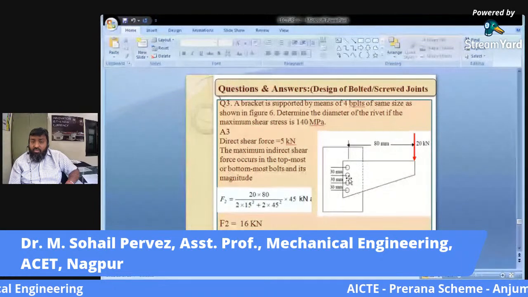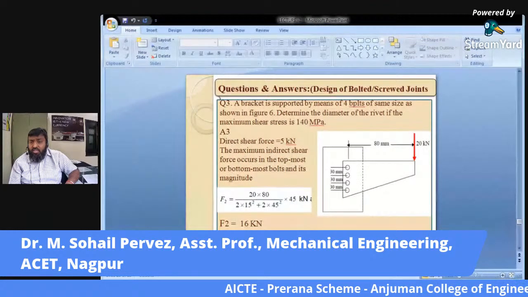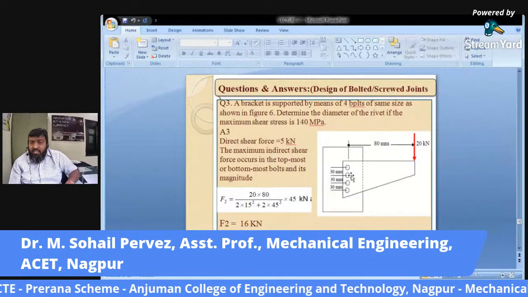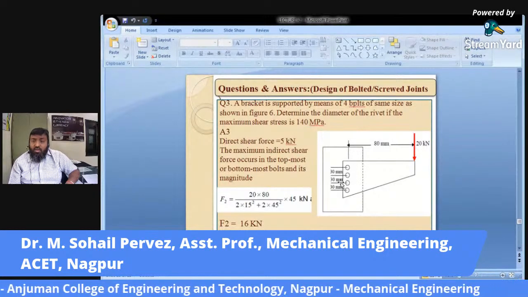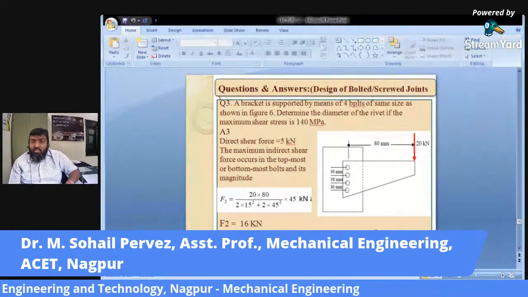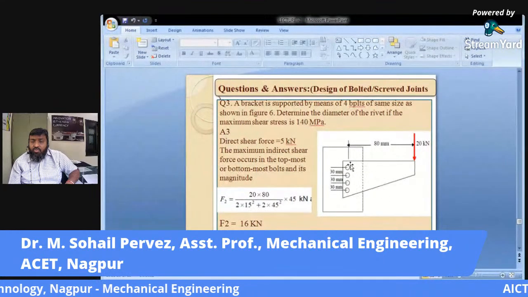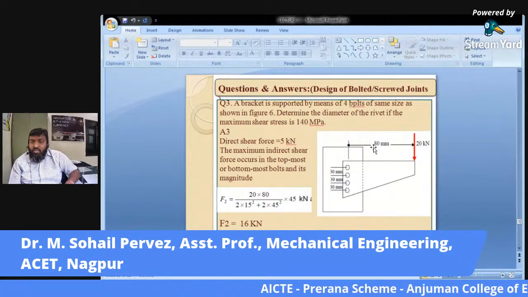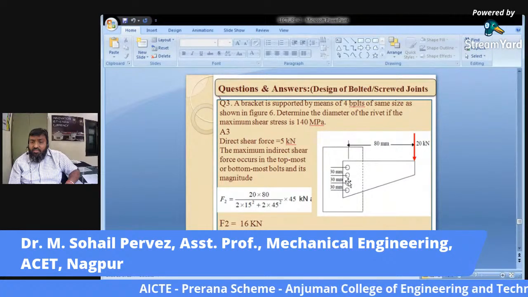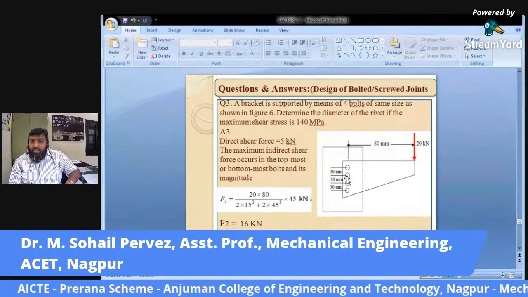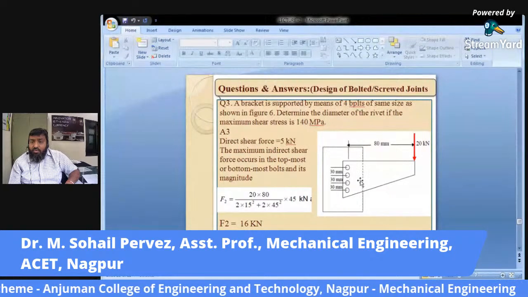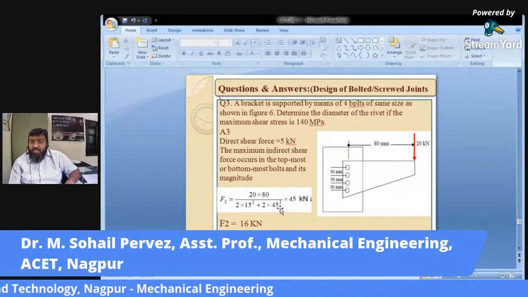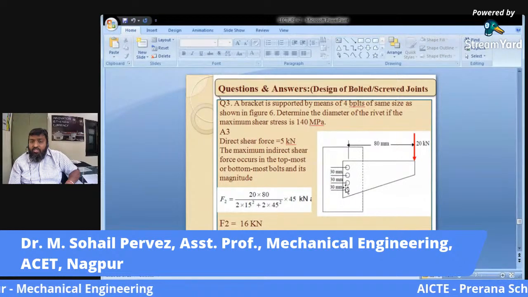And how many bolts are there? There are 4 bolts. So this is 30, 30, and 30. I'll call this bolt number 1, say bolt number 2, 3, and 4. The CG will lie exactly between 2 and 3. So between 2 and 3 it is 15 mm, so the distance would be 15 mm. Now 1 and 4 would be at a distance of 45 because 30 plus 15. And 2 and 3 would be at a distance of 15.